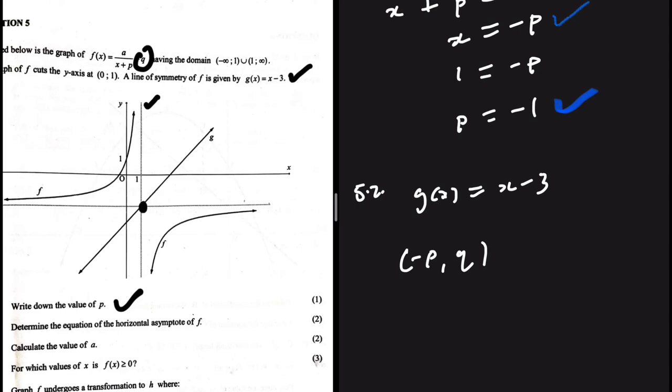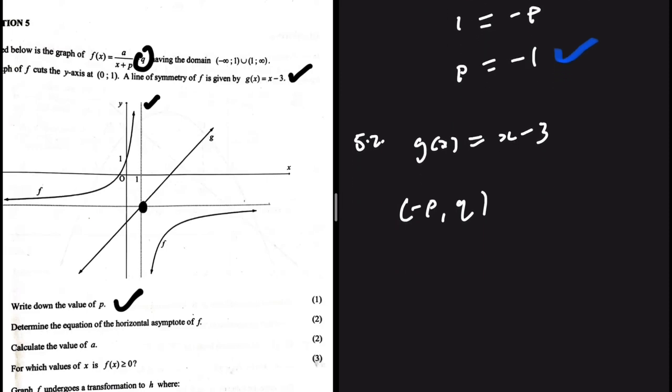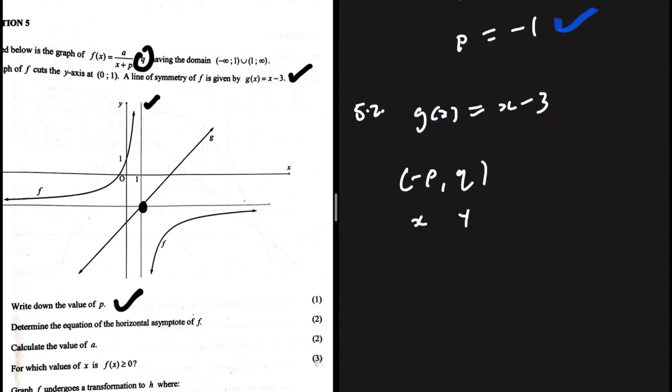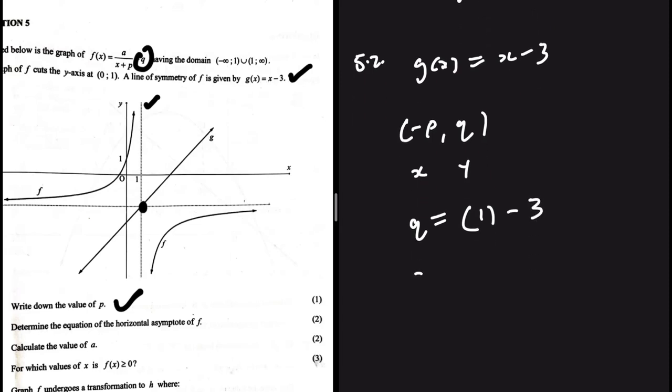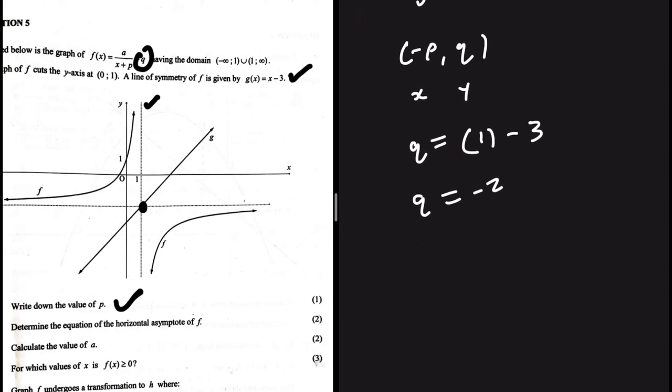So we can actually substitute the value of p in order to find the value of q, because the value of p is going to be our x and the value of q is going to be y. So we have q being what we're interested in, and in place of x we have 1, minus 3. So q is equal to minus 2. So we can conclude that our horizontal asymptote is y equals minus 2. This is what you need: y is equal to minus 2, not q is equal to minus 2.